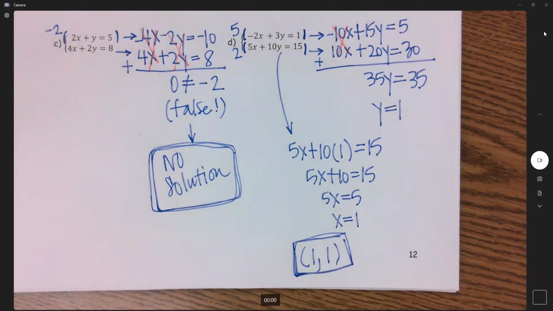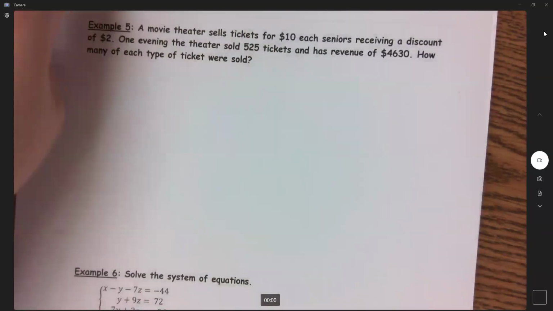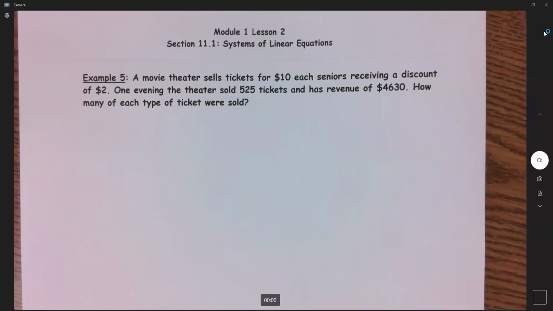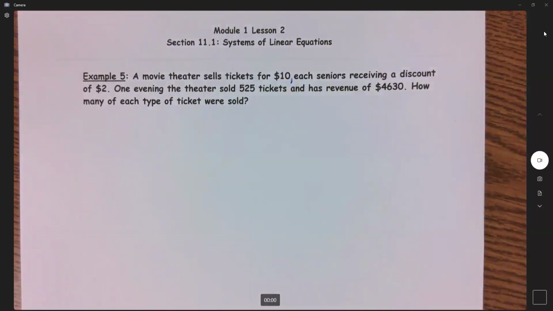Okay, let's just keep on going, and let's go over an application problem. A movie theater sells tickets for $10 each, with each senior receiving a discount of $2. One evening, the theater sold 525 tickets and has revenue of $4,630. How many of each type of ticket were sold?